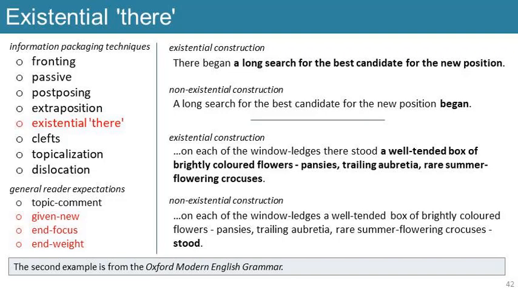Compare the two versions of a sentence from the previous slide. In the existential version, the words in bold are the semantic subject. This is new information. It has much more weight than its non-existential equivalent, and it attains the reader's focus.